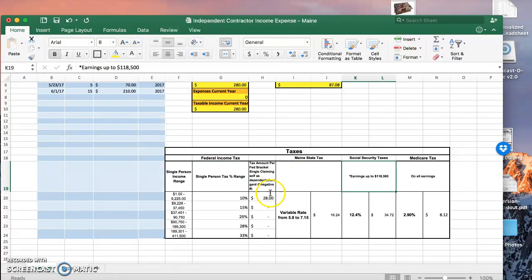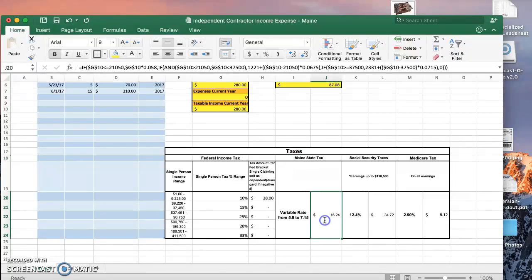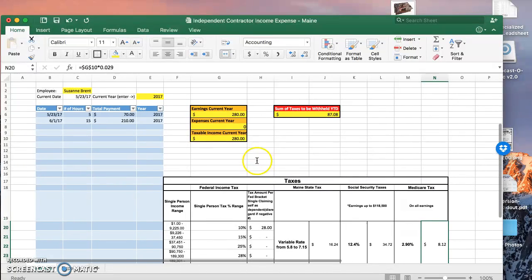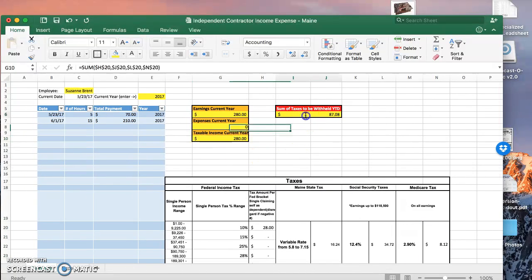So next we have the taxes table, and this you don't have to look at too much, but this right here automatically calculates how much tax you owe for federal income tax, Maine state income tax, Social Security tax, and Medicare tax. And these numbers will all be calculated automatically based on your taxable income, and the sum of your taxes to be withheld will be shown right here. That's year to date, meaning for the total year of this. Now, we also have this expenses cell right here, and this brings us to the next piece.